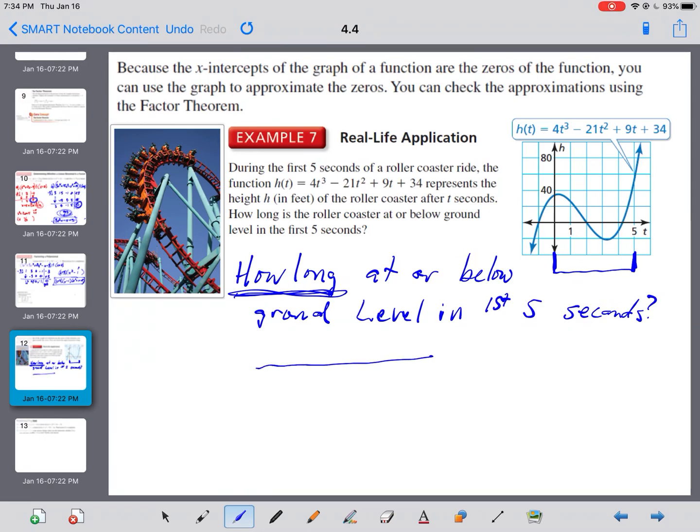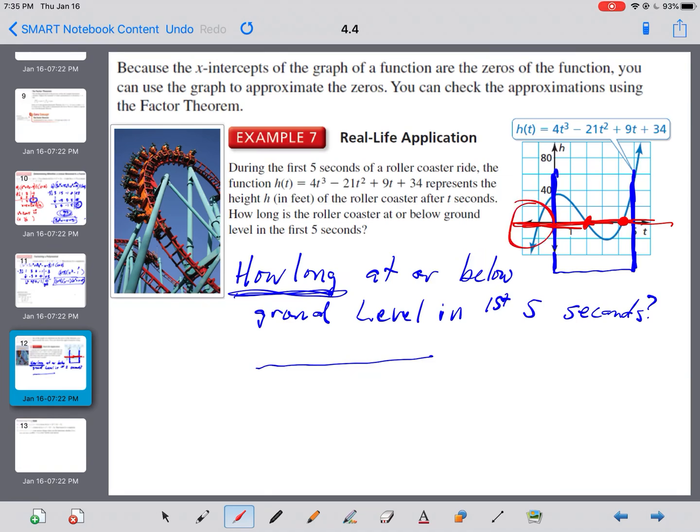So, and I'm going to put a little blank here to fill it in. The first 5 seconds, we're talking about from here to there. At or below ground level. Well, ground level is at 0. So 0 is right here. So we're looking at from here to there. That's where it goes below. Okay? How long is it at or below in the first 5 seconds?